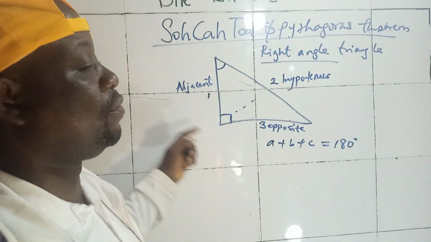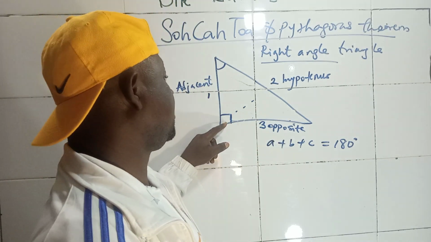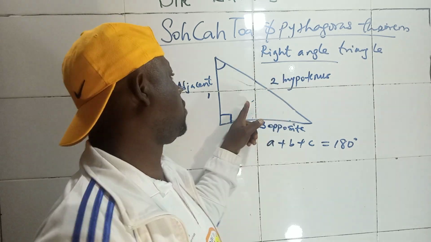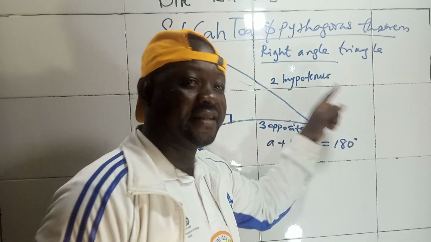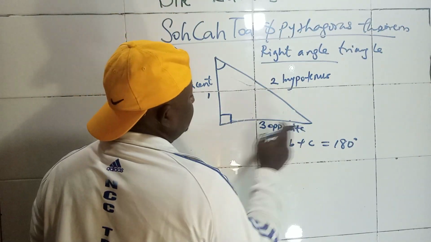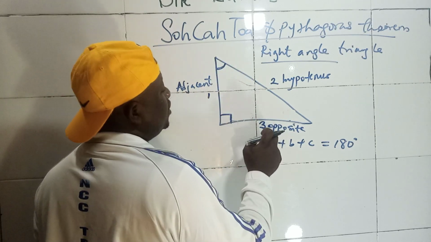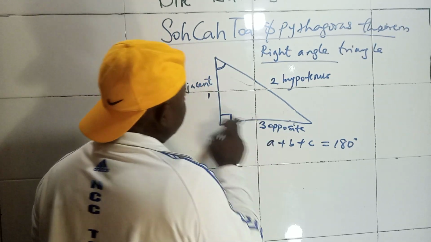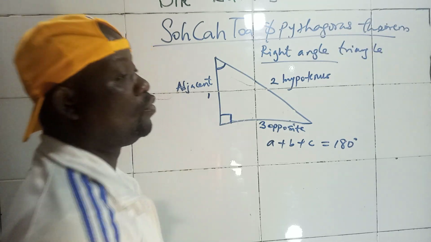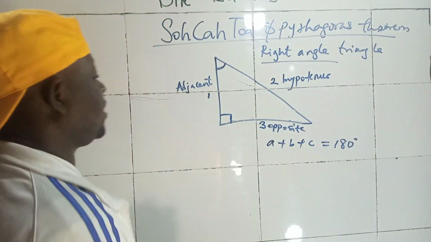So I want to prove this from Pythagoras. Where the angle 90, the box, is facing is called the hypotenuse. That is the longest side. Following the longest side, we have this side, and where the arc is facing is called the opposite. And the shortest side is called the adjacent.